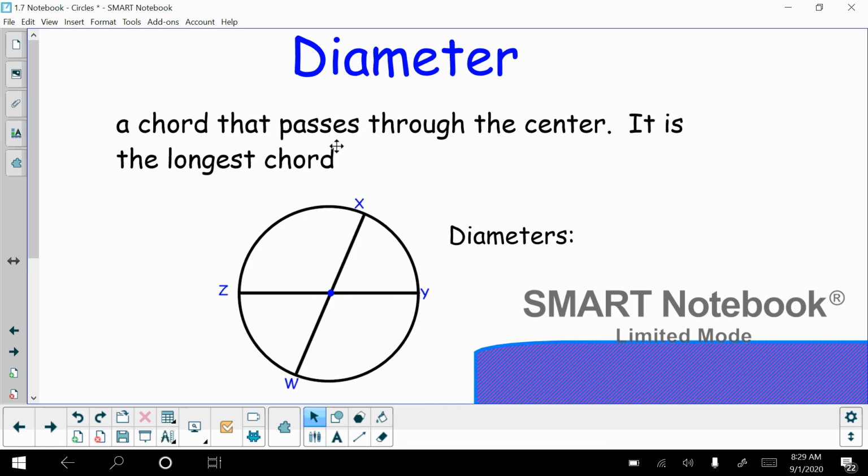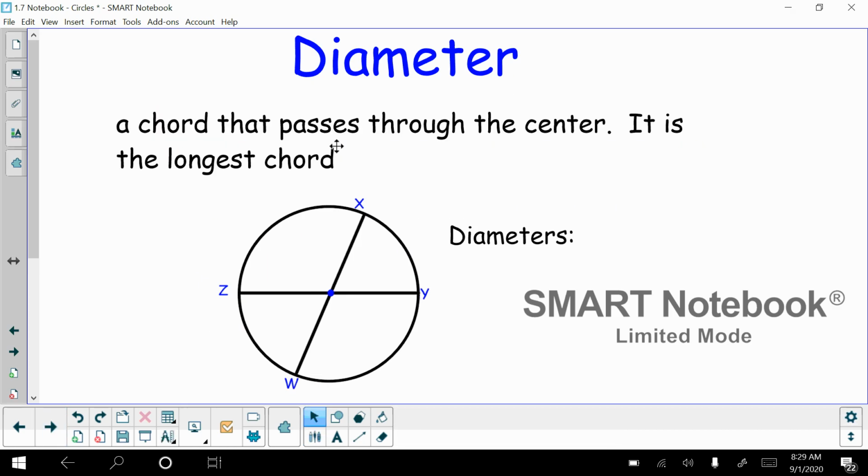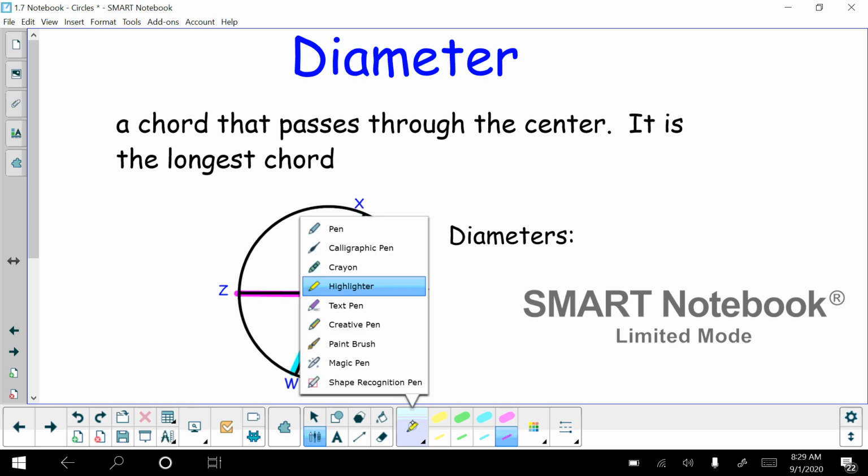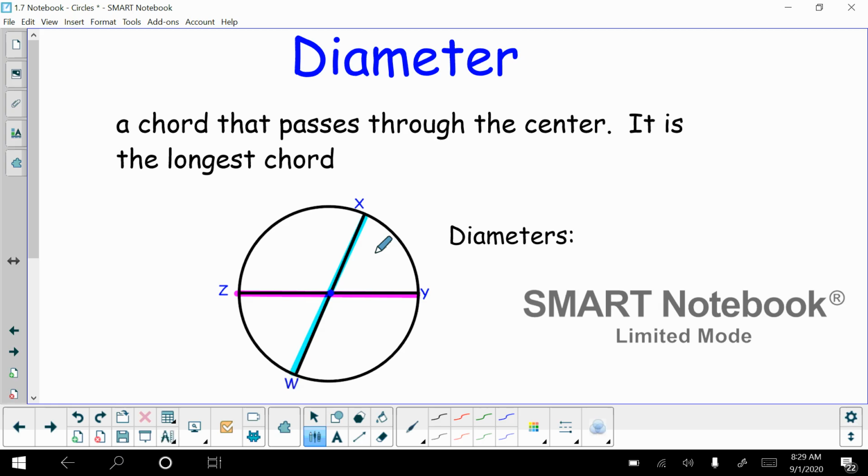Diameter. This is a special chord, okay? So this chord is going to pass through the center, and I think you've heard of this before in middle school, and this is going to be your longest chord in a circle. There's the endpoint, goes through the center, there's one chord, there's the other chord. You name it like a segment, the exact same way we did a second ago. So WX, segment on top, is a diameter, ZY.